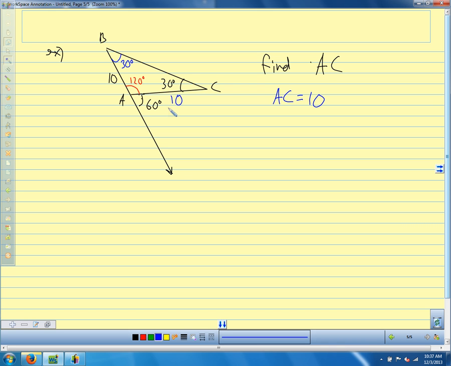So this one we had to do a couple pieces of work before we could find our answer. We had to use a linear pair to find one angle of the triangle, add all the angles of the triangle up to 180 degrees. That told us that the triangle was isosceles, and then we could figure out the missing side.